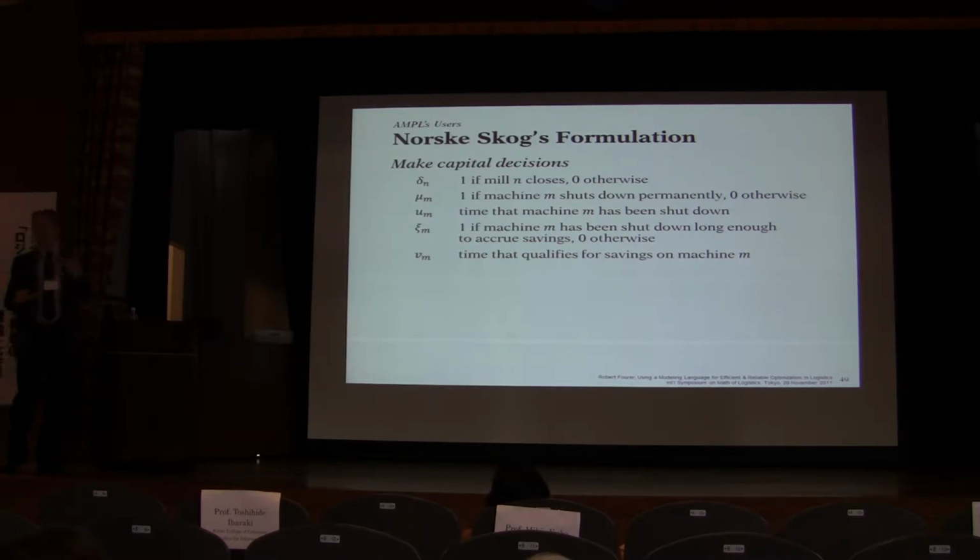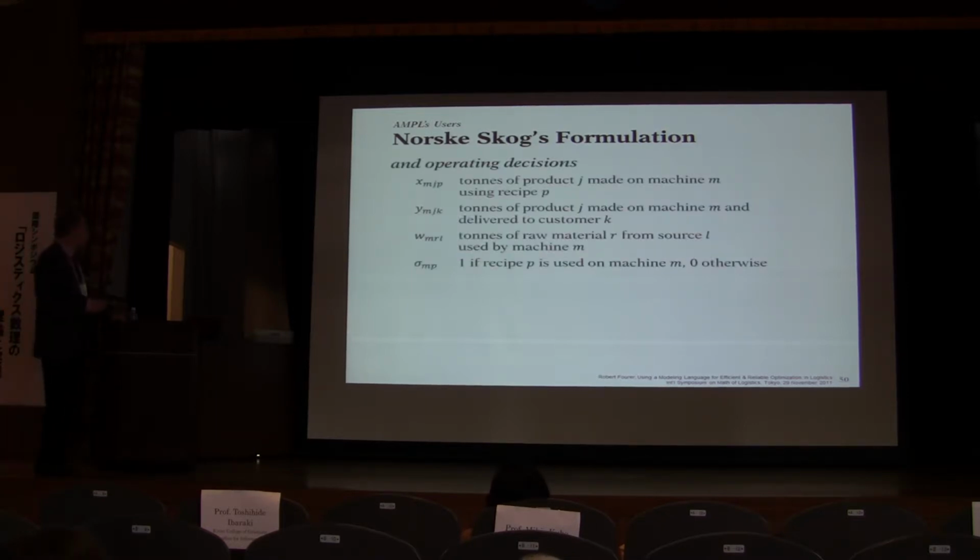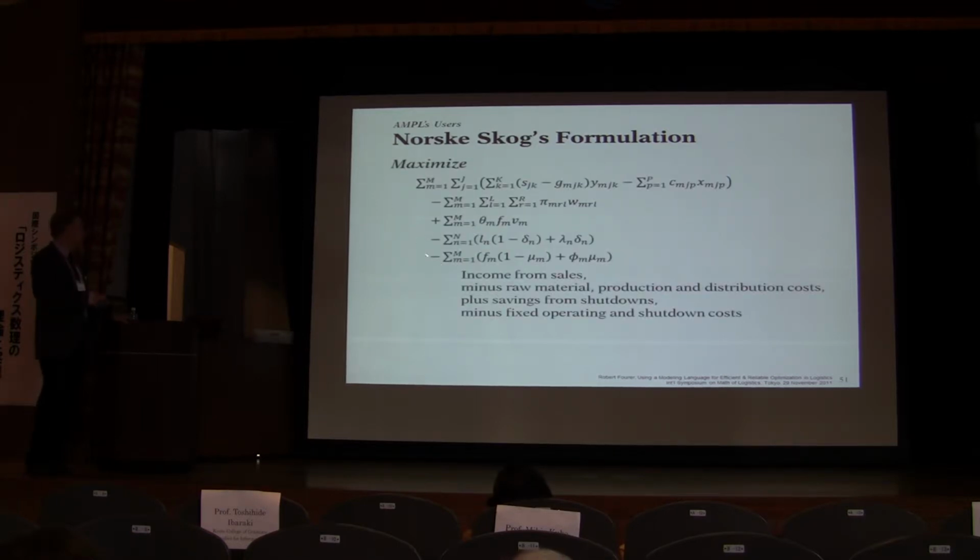And then there are all the variables that have to do with the operation. Okay? And that's how much of each product to make on each machine of each paper type, and how much to deliver to each customer. Okay, this is very important. If you shut one down, you have to deliver paper to the customers from a different one. Okay? That might cost you more to ship, but that plant might be more efficient. So you have to build all this together. Okay? Tons of raw materials used by the machine, and one more 0, 1 variable that determines which recipes you put on which machines.